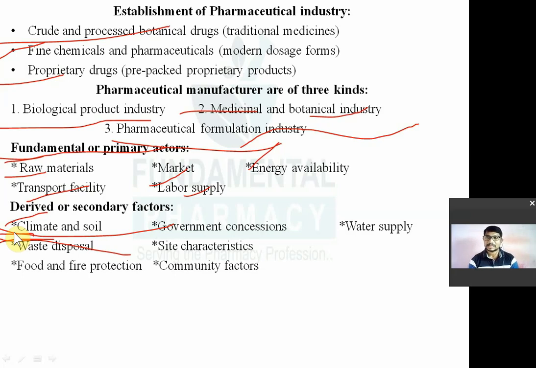वहाँ पे नदी के आसपास नहीं बनाना है कंपनी, नहीं तो क्या होगा, हर साल बाढ़ आएगी आपकी कंपनी डूब जाएगी. ऐसा नहीं. Flood and fire protection. So flood हो गया वहाँ पे, that should be a flood. Okay. Then community factors. These are the derived factors.